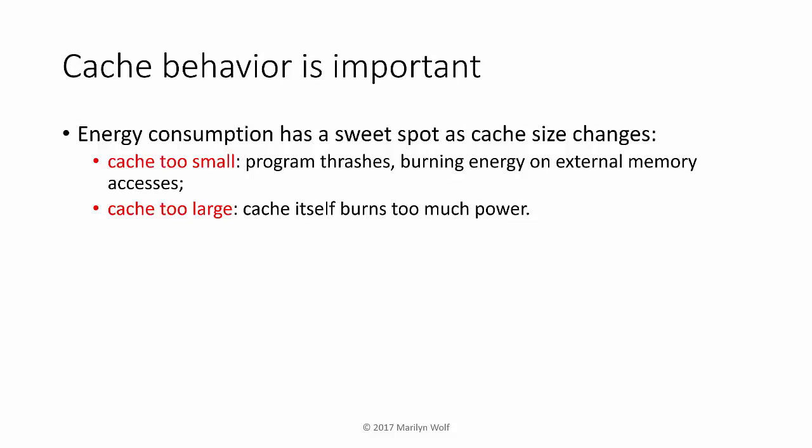Cache behavior is important to energy consumption, and we can see a very interesting phenomenon in the case of energy. If the cache is too small, then the program thrashes. We bring locations into and out of the cache constantly. Clearly, this burns energy. But if the cache is too large, that consumes excessive power as well, because the power consumption of the cache is a function of its size. Making the cache larger than it needs to be wastes power.